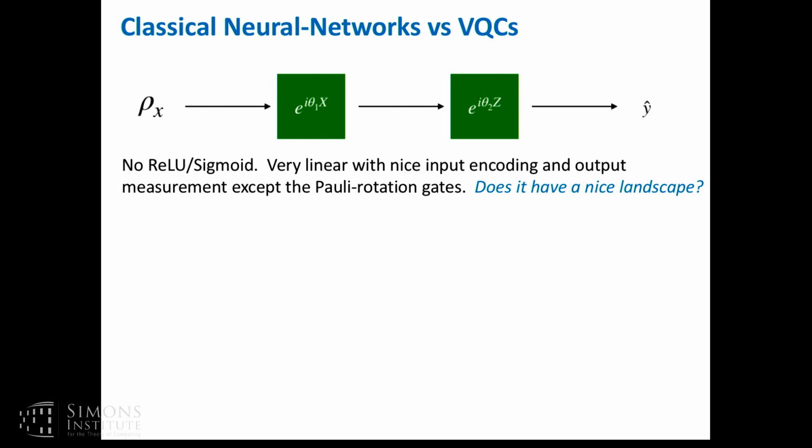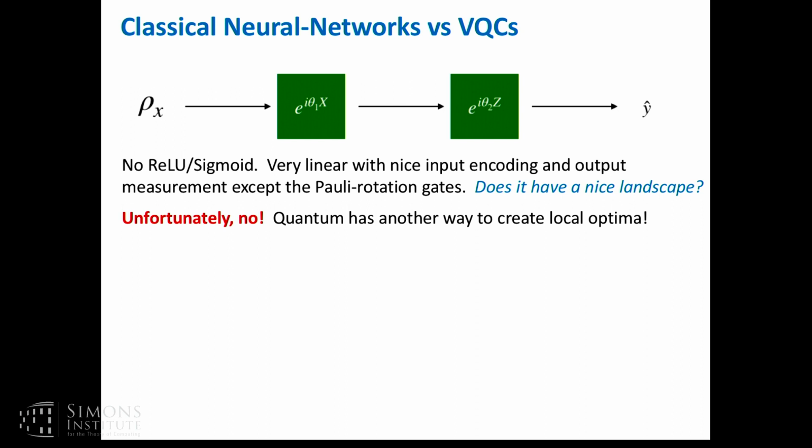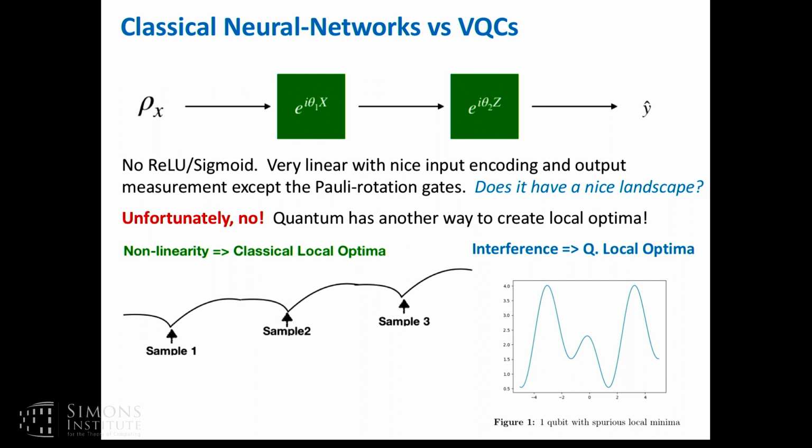So you might want to ask the question, does it have a nice landscape? I think a conceptual message here is that no, quantum has another way to create a local optimum, rather than using the nonlinearity from an activation function. So here I just come to prove by pictures. This is something people use in the classical construction. They try to use nonlinearity in a basic activation function and create a loss function something like this.